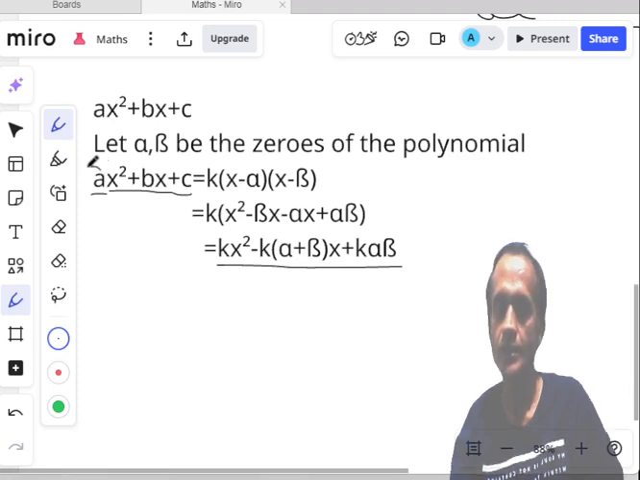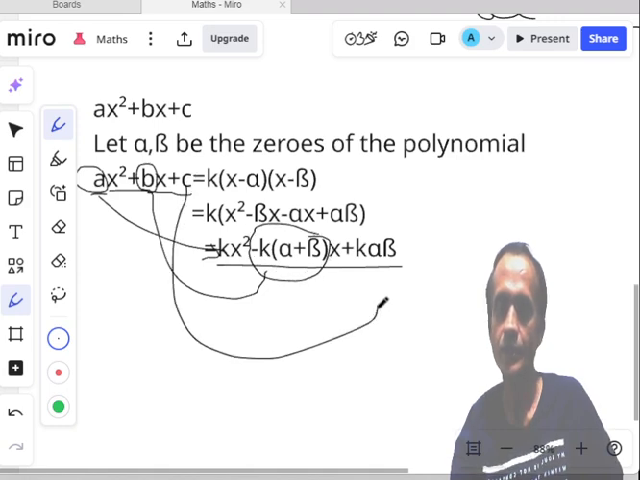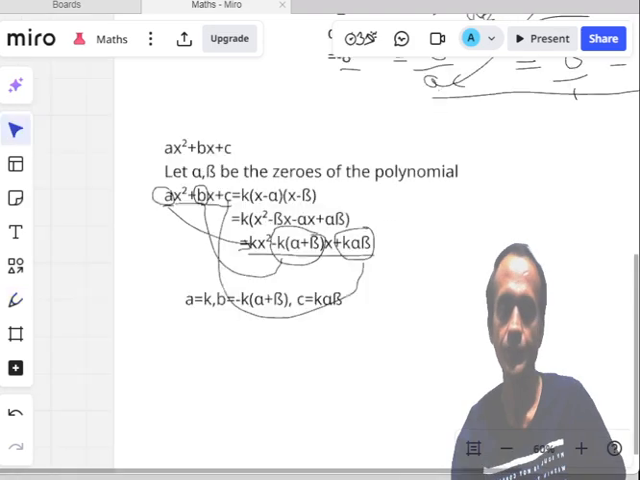So we deduce that a is equal to k, and b is equal to minus k times alpha plus beta, and c is equal to k alpha beta. So we compare the coefficients: coefficient a is equal to k, coefficient b must be equal to minus k times alpha plus beta, and the constant coefficient c must be equal to k alpha beta.